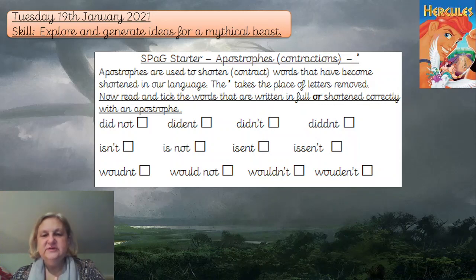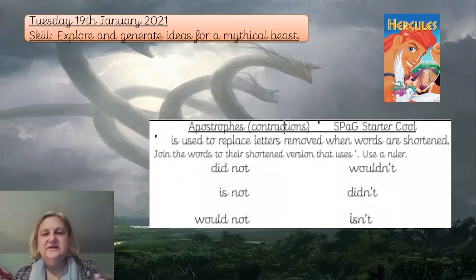And once you pause the video, hopefully we're ready to restart, and I'll give you the answers to those. So we've got did not, didn't, is not, isn't, would not, wouldn't. Okay. And they never get letters that are added in when they're used for an omission. They're always letters that have been omitted, which means left out.